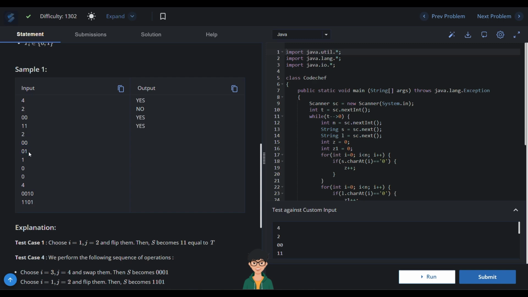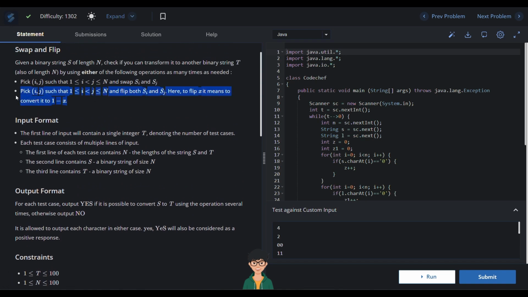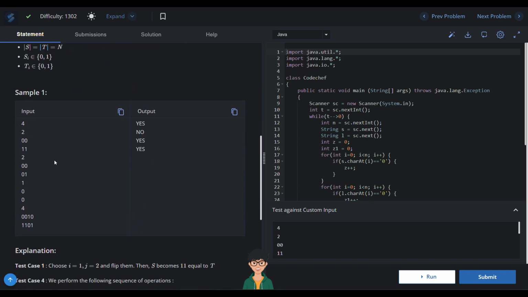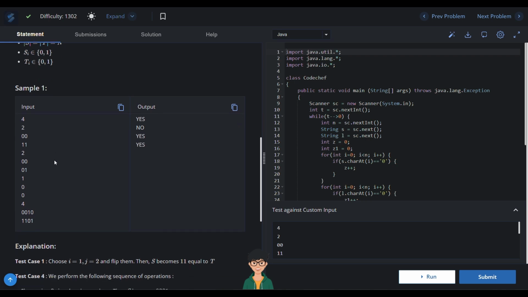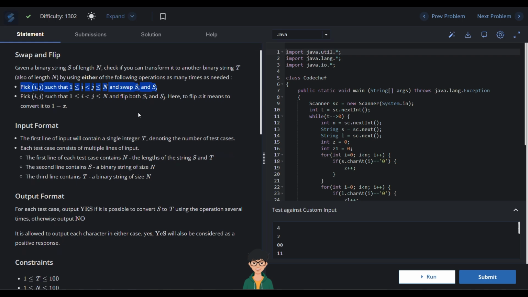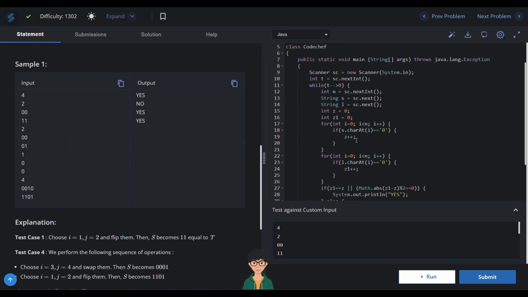So if you have an odd difference, the answer will simply be no, because you can't perform this operation and make the number of ones equal. But if you have an even difference, then you can do that. Once the number of 1s and 0s is equal in both strings, you can just use the first operation, swap those bits, and make both strings equal. Now what's the code for this?